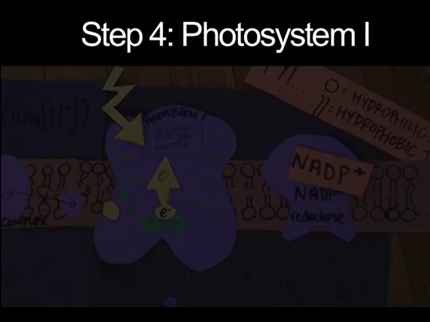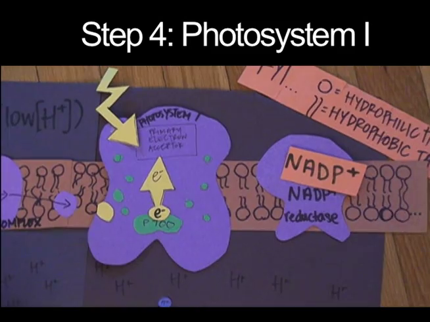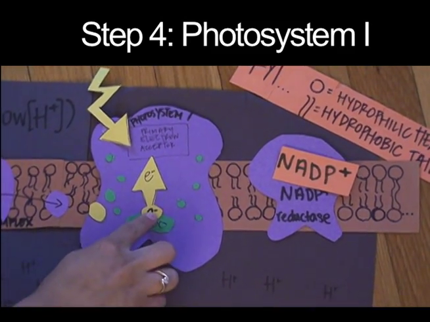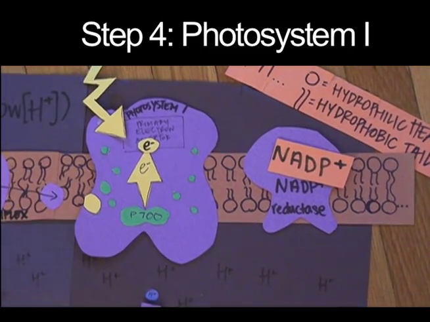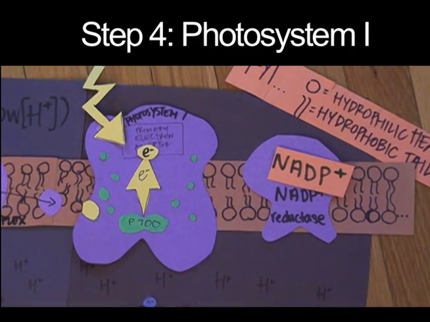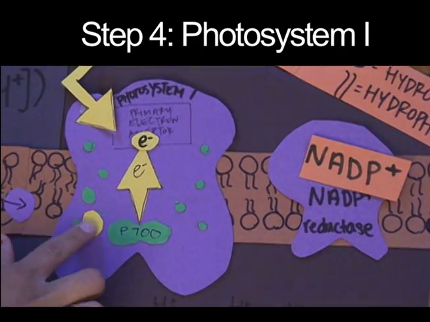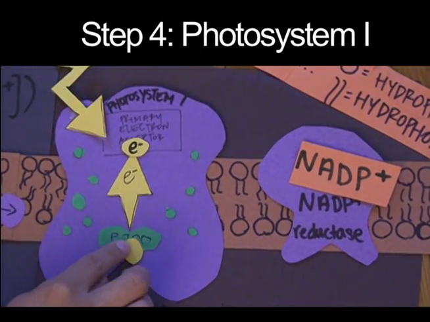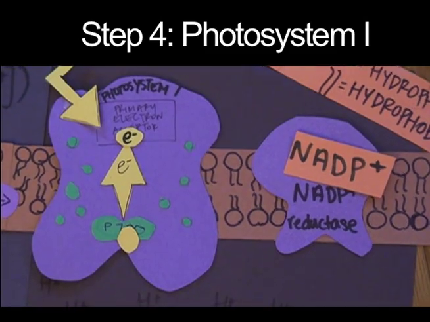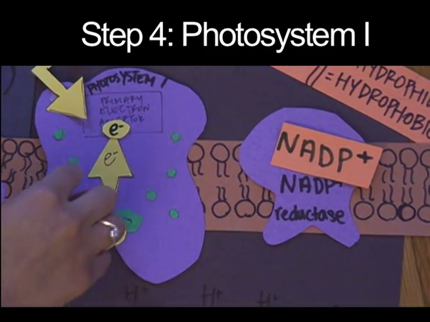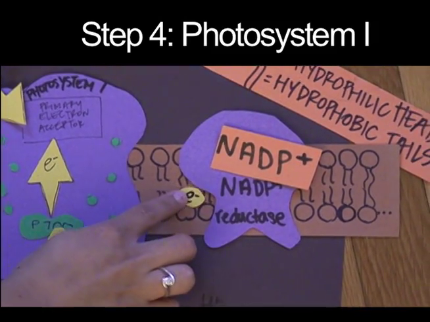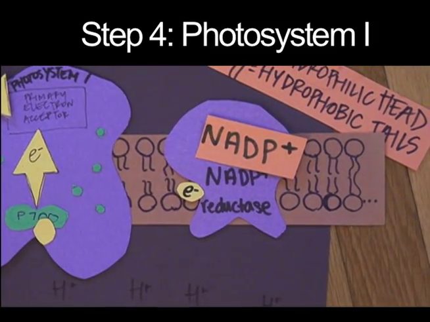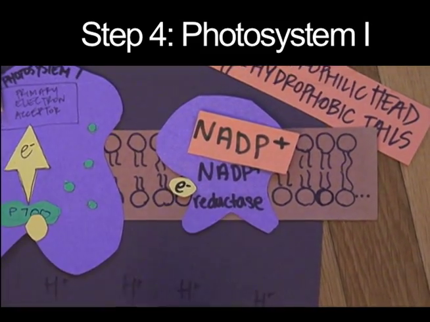Step 4. Photosystem 1. In photosystem 1, the light energy excites an electron of chlorophyll P700 in the reaction center. The primary electron acceptor captures the excited electron, and an electron from the bottom of the electron transport chain replaces the lost electron to P700. The excited electron of photosystem 1 is passed through a short electron transport chain to NADP+ reductase, an enzyme that reduces it to NADPH.